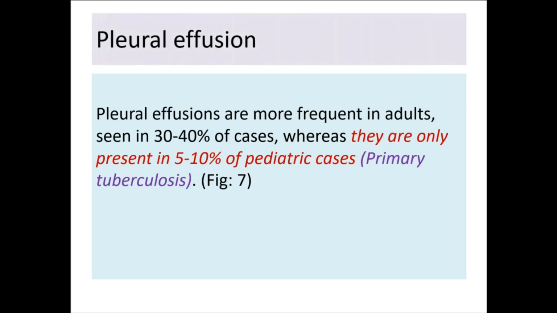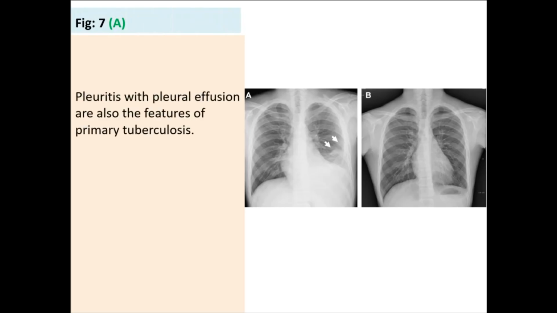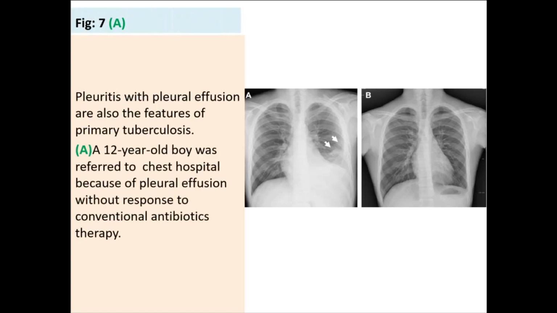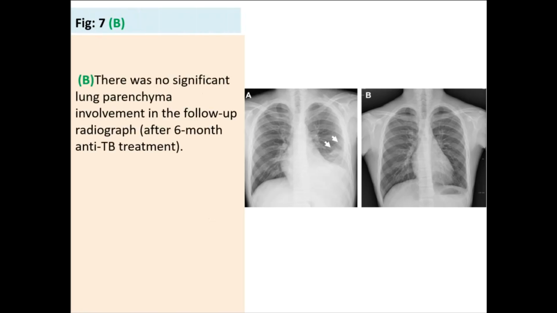Pleural effusion. Pleural effusions are more frequent in adults, seen in 30–40% of cases, whereas they are only present in 5–10% of pediatric cases of primary tuberculosis. Figure 7a. Pleuritis with pleural effusion are also features of primary tuberculosis. A 12-year-old boy was referred to chest hospital because of pleural effusion without response to conventional antibiotic therapy. Figure 7b. There was no significant lung parenchymal involvement in the follow-up radiograph after 6-month anti-TB treatment.